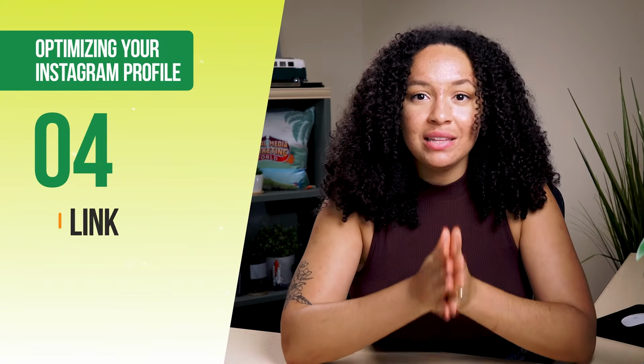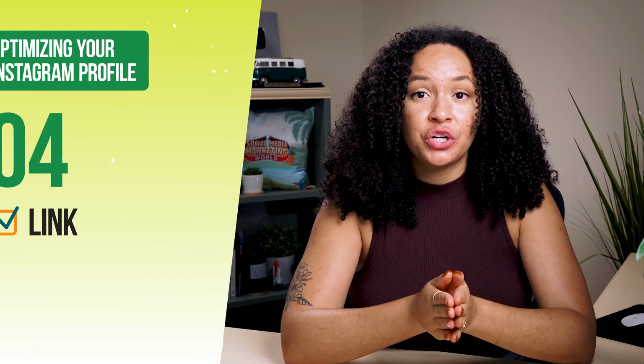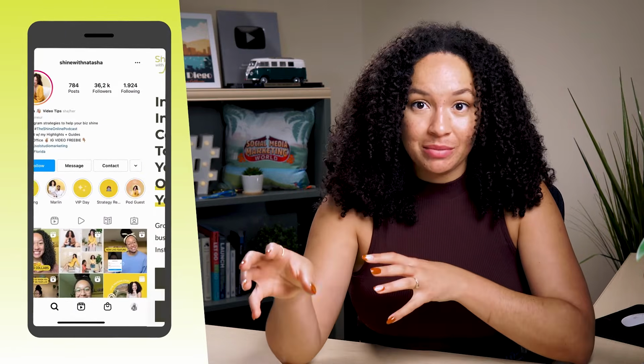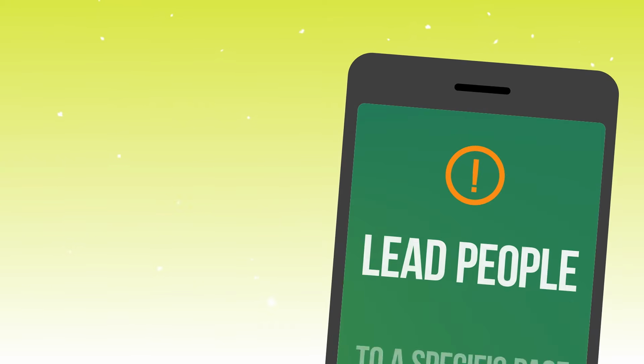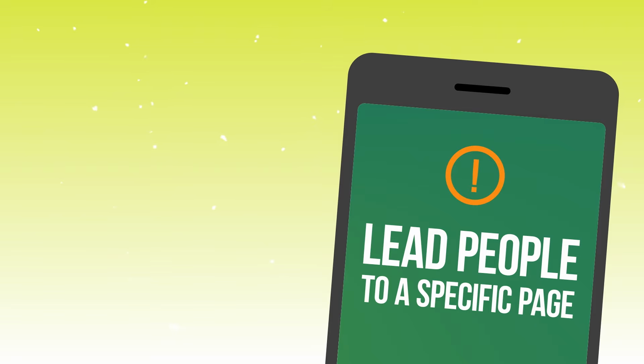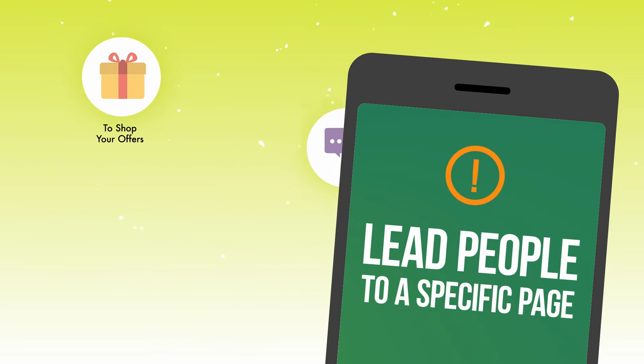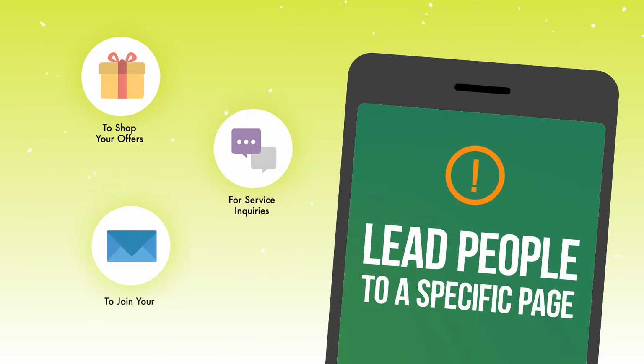When optimizing the link in your bio, you're gonna wanna make sure not only is it mobile optimized for people that are joining from the Instagram app, but that it's as specific as possible. You don't just wanna link your homepage and people get lost on where they were even trying to go. So whether it's shopping your offers, inquiring about services, or joining your newsletter.